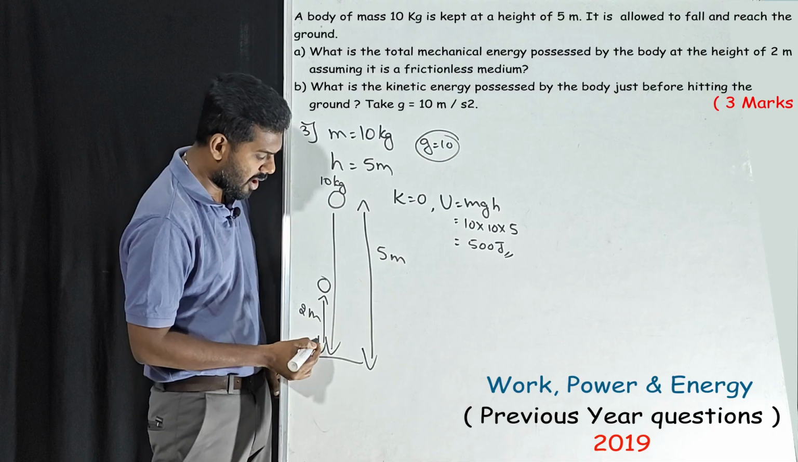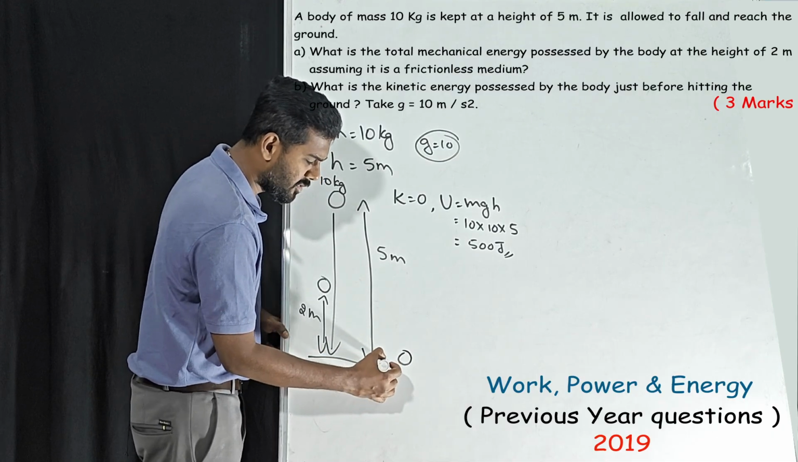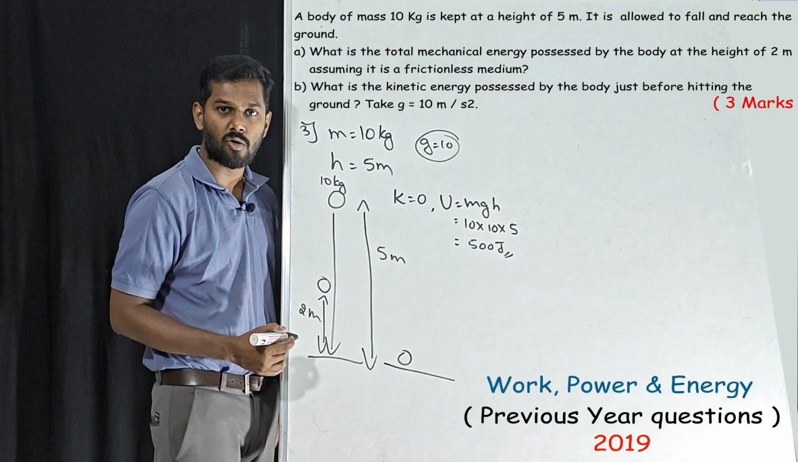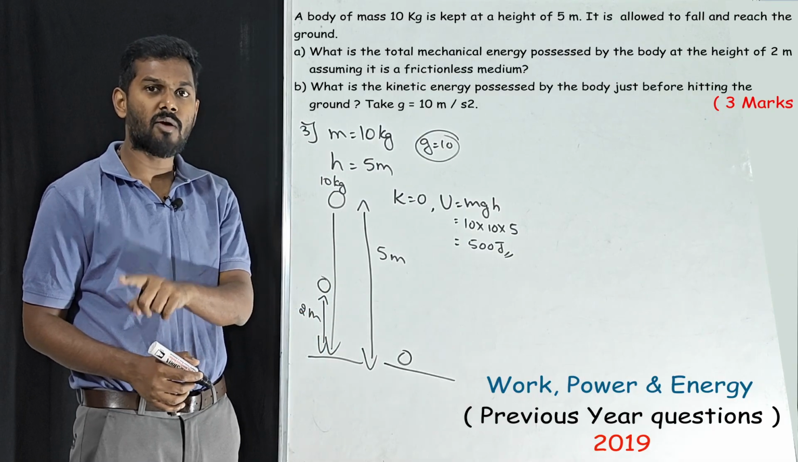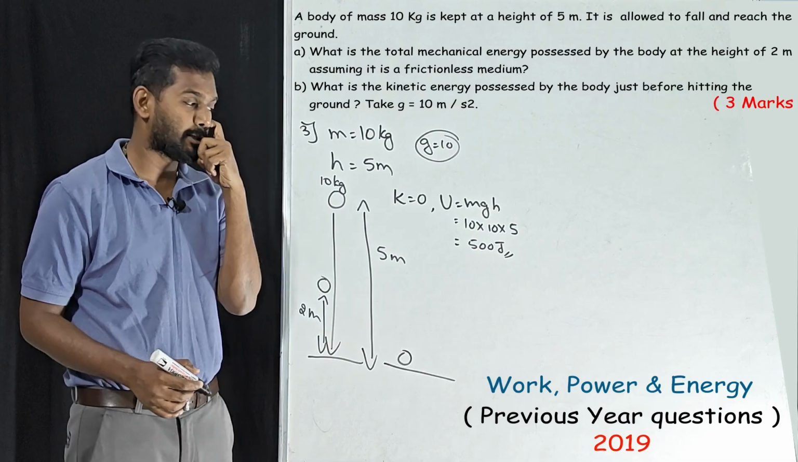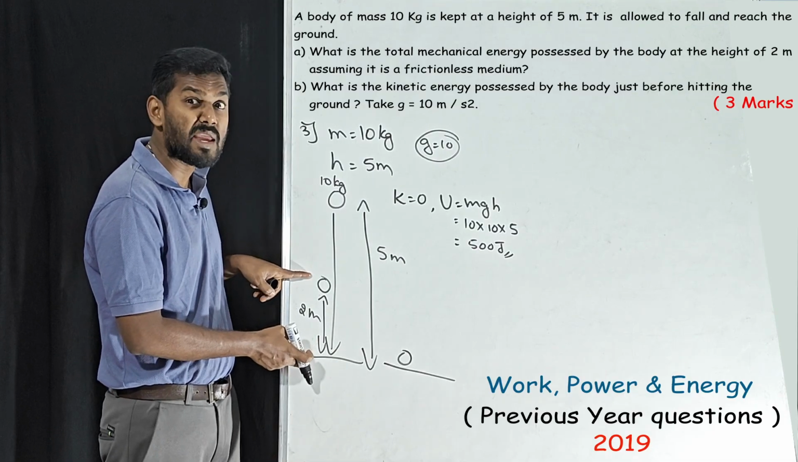And now listen, when the object is about to reach the ground, assume the object is here, about to reach the ground. Here, the height will be zero. If the height is zero, what will be zero? Potential energy. For potential energy, we have to think about the remaining height.